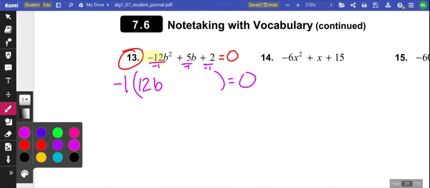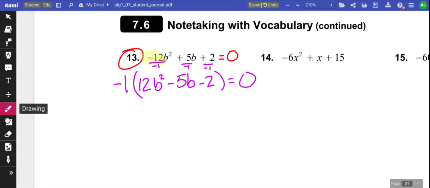Now I have 12b squared minus 5b minus 2. So I just have to keep that negative 1 there. It's just going to hang out on the outside of my trinomial or my binomials, whatever I have. And I'm going to factor this just like normal.